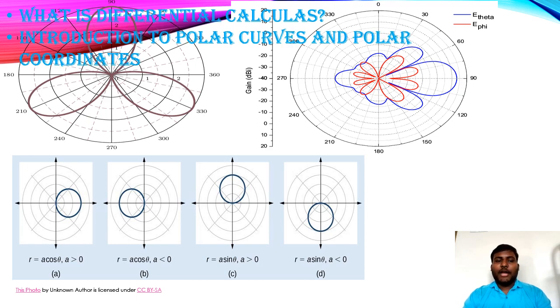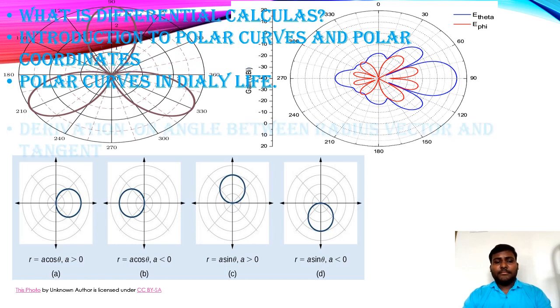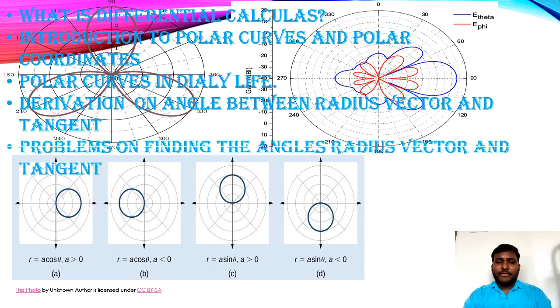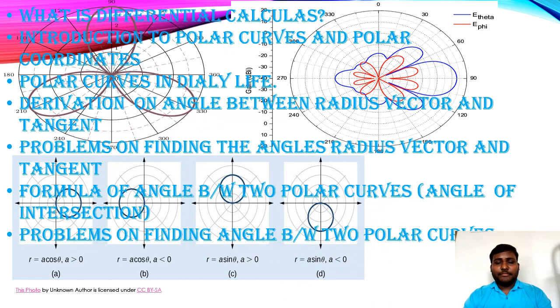Introduction to polar curves in polar coordinate system. Polar curves in daily life. Derivation on angle between radius vector and tangent. Problem on finding angle of radius vector and a tangent. Formula of angle between two polar curves, also known as angle of intersection. Problems on finding angle between two polar curves.